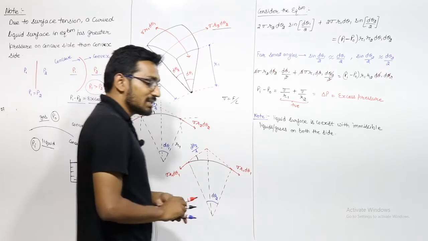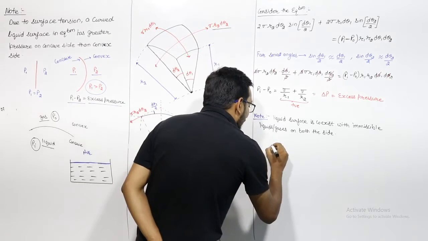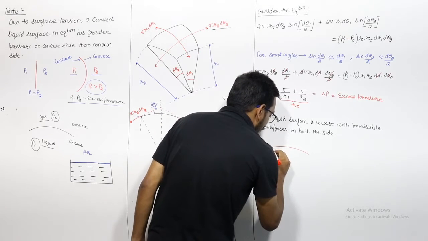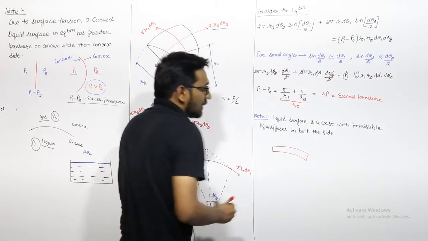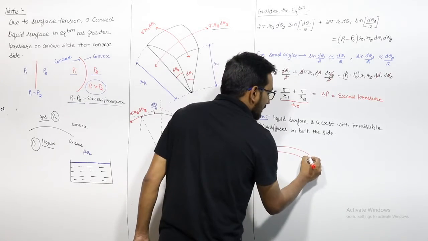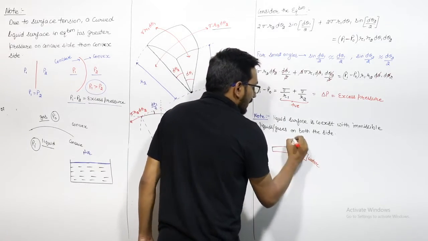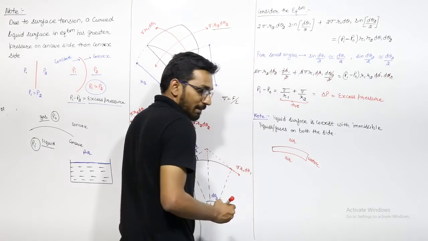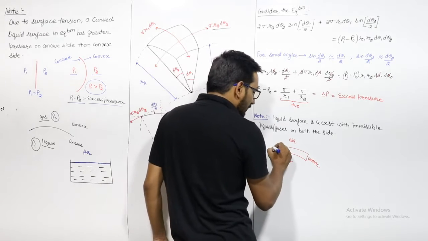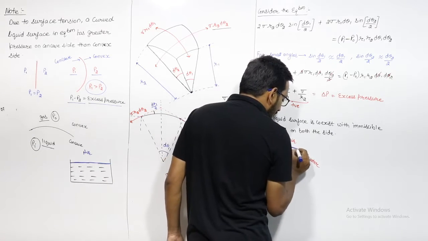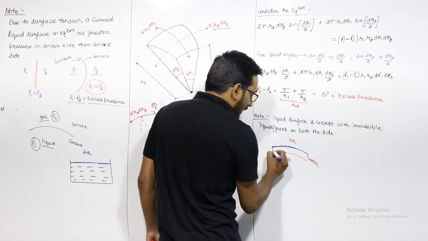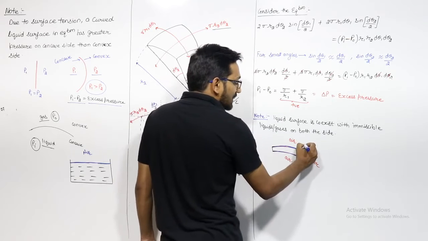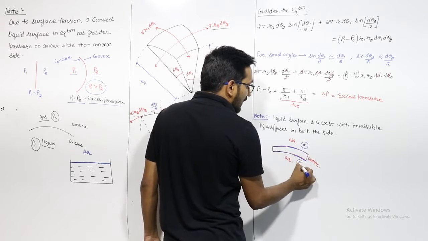But if the condition is like that, suppose we have a very thin liquid layer. Let us say this is a water layer. Here we have air, and on this side also we have air. Now in this case you have two interfaces. One is this one, the top convex surface, and another interface is this one. So the surface tension will act here also.